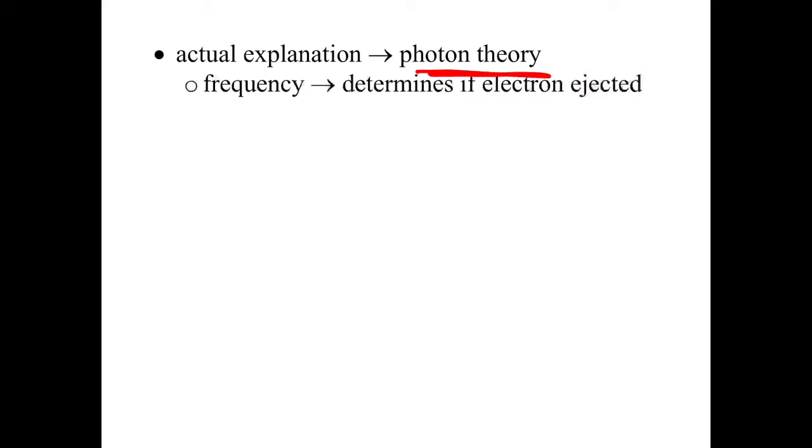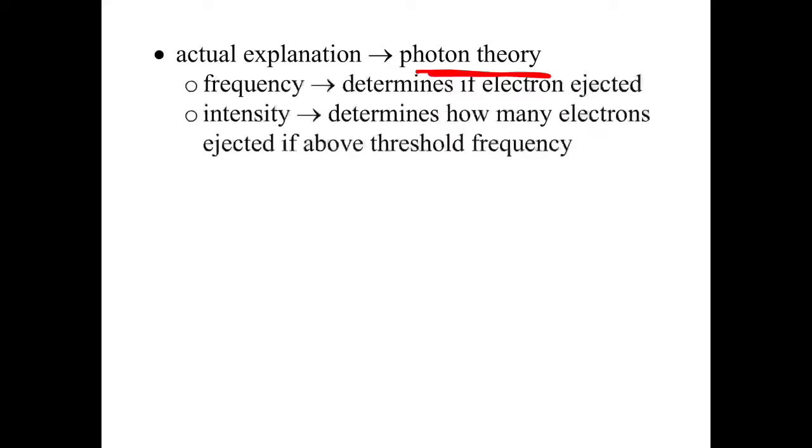So frequency determines if the electron is ejected, okay? So we do need a certain frequency, and it's different for all types of metals, so we'll go over that. But the intensity does determine how many electrons are ejected, as long as it's above the threshold frequency, okay? So if you have red light, and it's not ejecting electrons, it doesn't matter how bright you make that red light, it's never going to eject any electrons because it's obviously not above the threshold frequency.